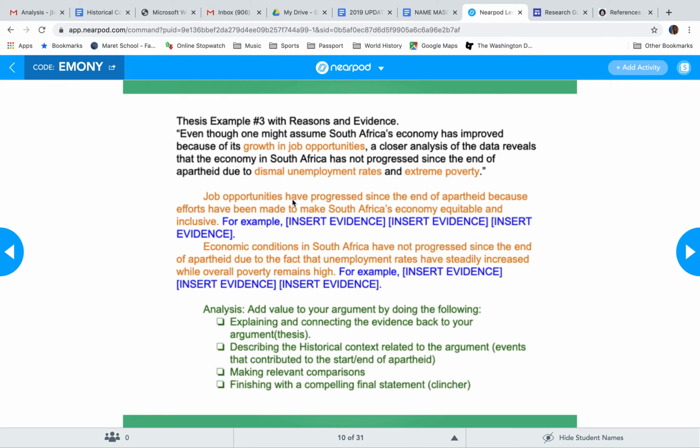So look, job opportunities have progressed since the end of apartheid because. That's it. Turn the question around and then use because. Efforts have been made to improve, make South Africa's economy equitable and inclusive. All right, boom. That connects to the first reason. Then insert evidence, and elaborate and talk about that evidence.